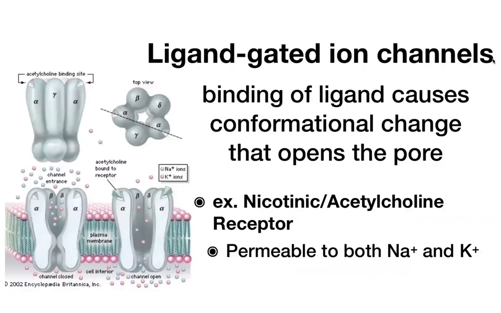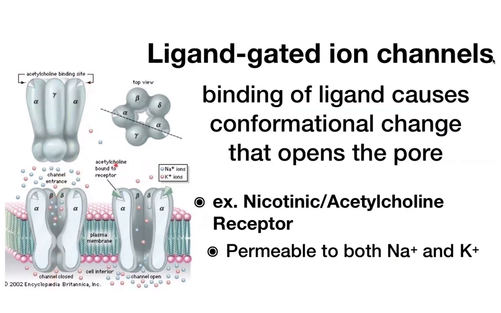Here is an example of a ligand-gated channel. This is a nicotinic acetylcholine receptor, and it's permeable to both sodium and potassium. What you can see here is that it has multiple subunits, like a lot of membrane proteins and transporter proteins. Up here, you have the acetylcholine binding site, so that's our ligand. When that binds, the channel is going to open. Initially, this channel is closed. It's open to the outside, so things can come in, but they can't get through to the inside.